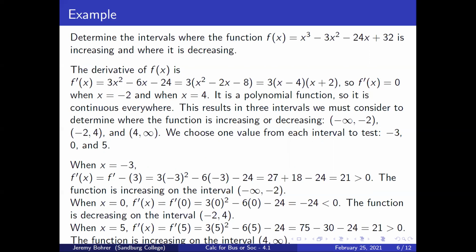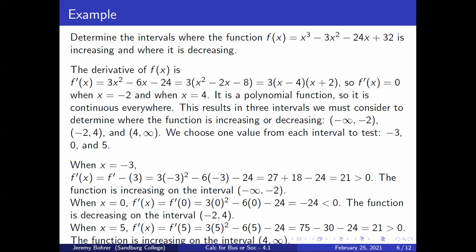It is a polynomial function, so it is continuous everywhere. This results in 3 intervals we must consider to determine where the function is increasing or decreasing: from negative infinity to negative 2, from negative 2 to 4, and from 4 to infinity. We choose one value from each interval to test: negative 3, 0, and 5.